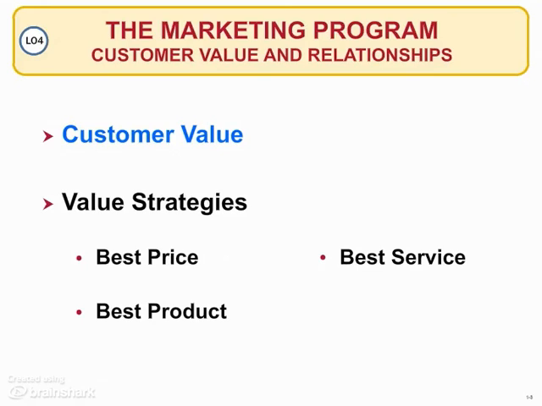The third type of strategy is the best service value strategy, where companies provide a high level of customer service to their customers. A few companies that focus on the best service value strategy are Lands' End, Home Depot, Marriott, and Nordstrom. So the main 3 value strategies are the best price strategy, the best product strategy, and the best service strategy. A company really has to determine which strategy it wants to focus on. But even after that value is achieved, how do companies actually build meaningful relationships with their customers?